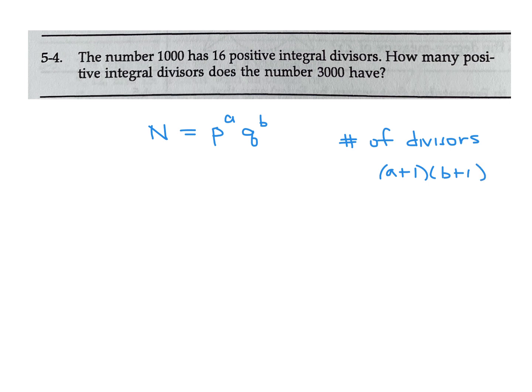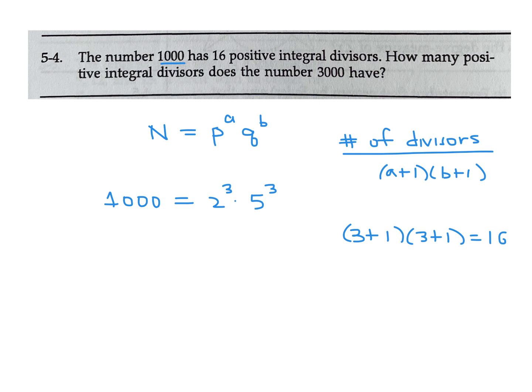So let me give you an example. Actually, let's just use this as an example. So you take the number 1000, break it up into its prime factorization, which I believe is 2 to the power of 3 times 5 to the power of 3. So the number of divisors would be 3 plus 1 times 3 plus 1, which is 16. And they told you that, so this formula obviously works.